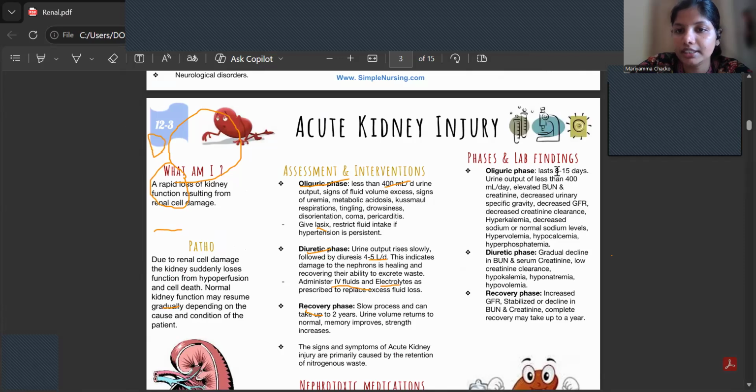Then next are the phases and lab findings. In each phase, there are certain lab findings also. The oliguric phase lasts only for 8 to 15 days. In this phase, the urine output is less. Second, there is elevated blood urea.